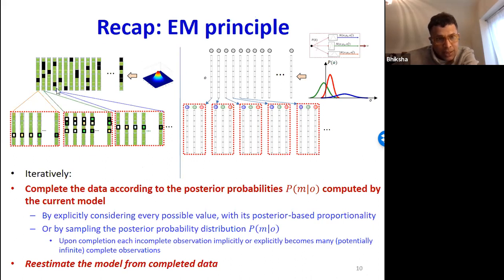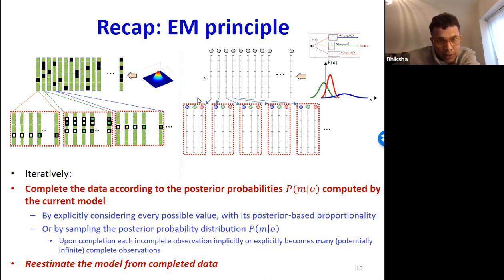Practically what this meant was that when you got data with missing components, like here, or missing variables, like in the Gaussian mixture case, what we did was to complete the data. We completed the data by filling in the missing components with every possible value that they could take in proportion to the probability of that value. So each vector over here became this expanded set of complete vectors. And then you went back and re-estimated the model parameters from these complete data.